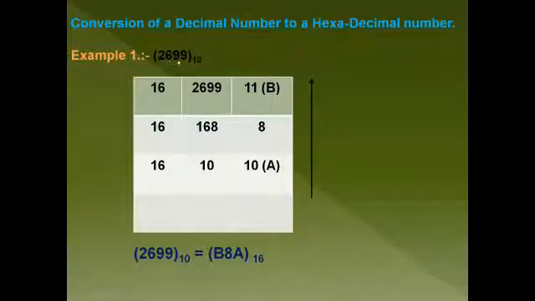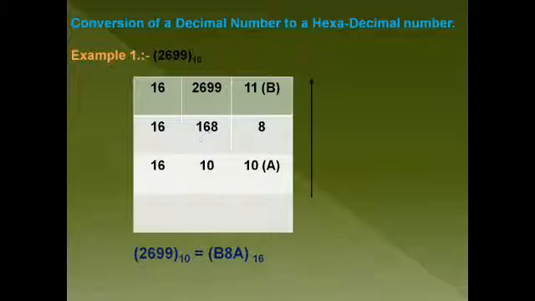This is the number 2699. This is a decimal number because the base of this number is 10. We will do the same way as in octal and binary. In octal we divided the number by 8, in binary by 2, but in hexadecimal we will divide the number by 16. 2699 divided by 16, quotient will come 168, but the remainder will be 11.